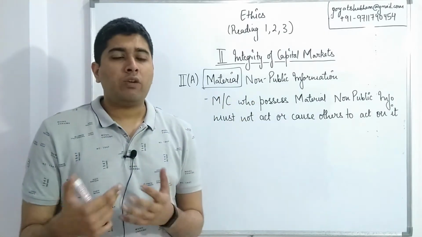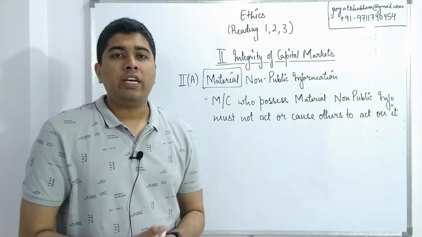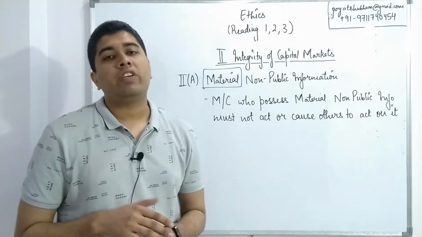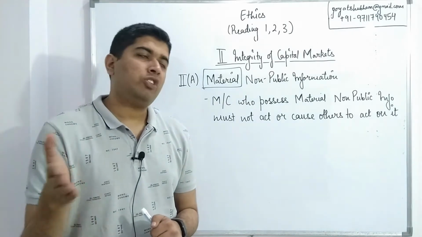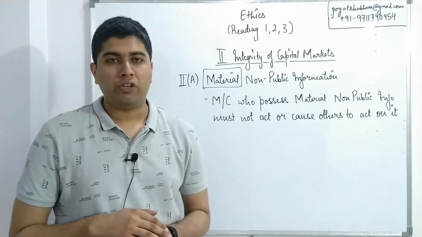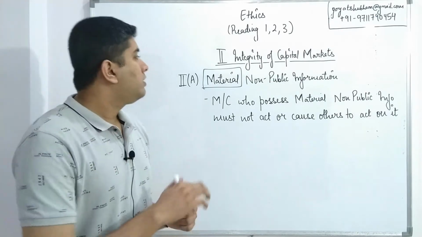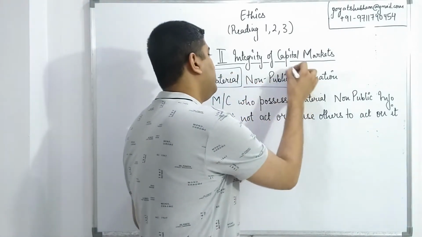So two ways to look at it. One is whether it would influence the price or not, and the other is whether a rational investor would want it before making a decision or not. You can think of material information along either line. Both would be good for your exam. Next is non-public information.